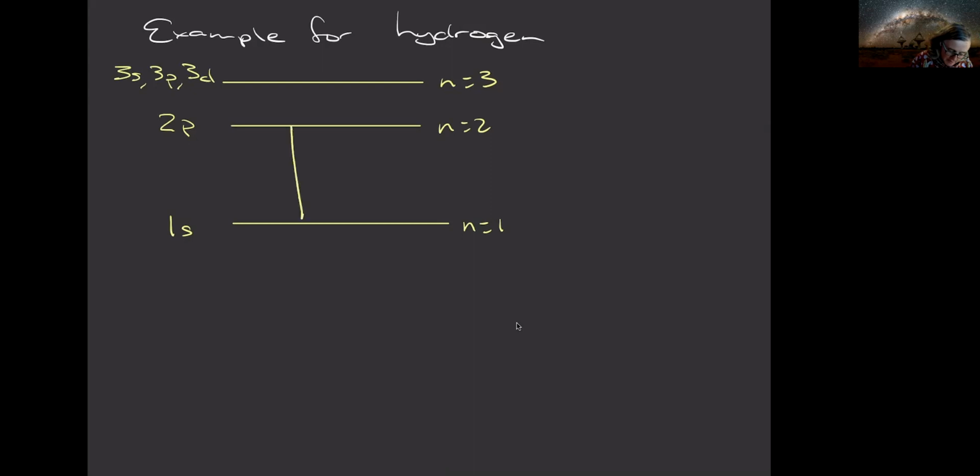Now, it is allowed to make a transition between 1s and 2p because delta L is equal to 1. And it's allowed to make a transition between 2p to either the 3s or the 3d, but not to the 3p state, because that would have a delta L equals 0, and you would no longer have a permitted transition.